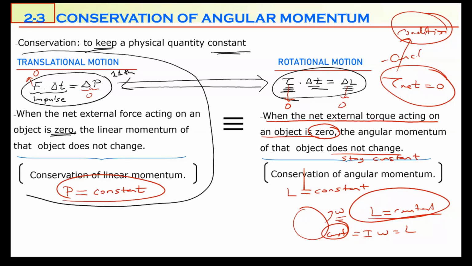The most important part is this: what is the condition for conservation of angular momentum? The condition is this, never forget that. Net torque acting on the object must be equal to zero. In this case, the angular momentum of that object stays constant. This is known as conservation of angular momentum.